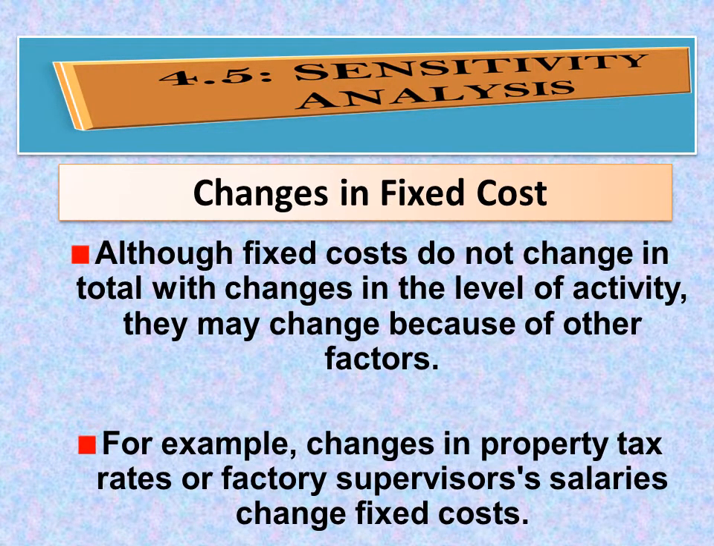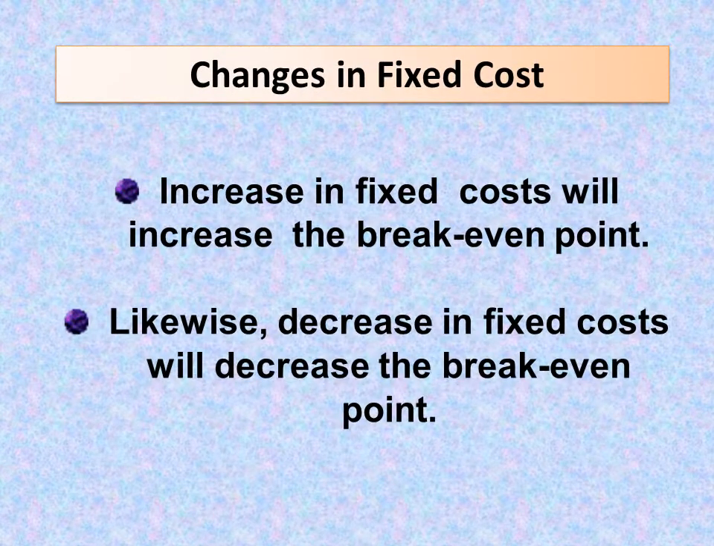Sensitivity analysis. Changes in fixed cost. 1. Although fixed costs do not change in total with changes in the level of activity, they may change because of other factors. 2. For example, changes in property tax rates or factory supervisors' salaries change fixed costs. 3. Increase in fixed costs will increase the break-even point. 4. Likewise, decrease in fixed costs will decrease the break-even point.